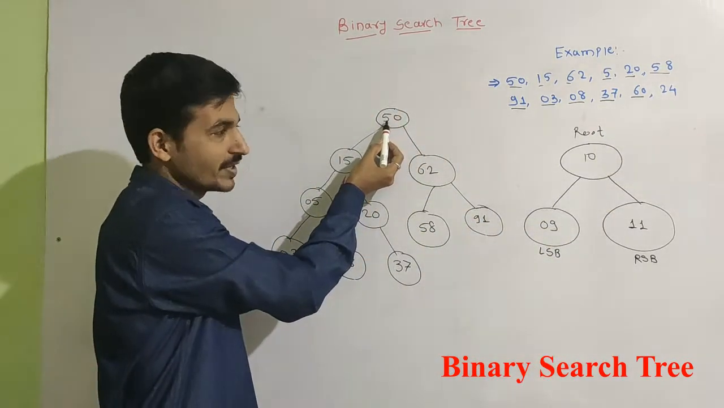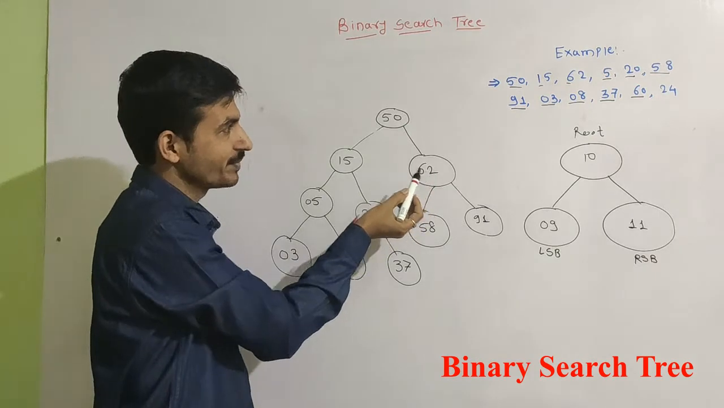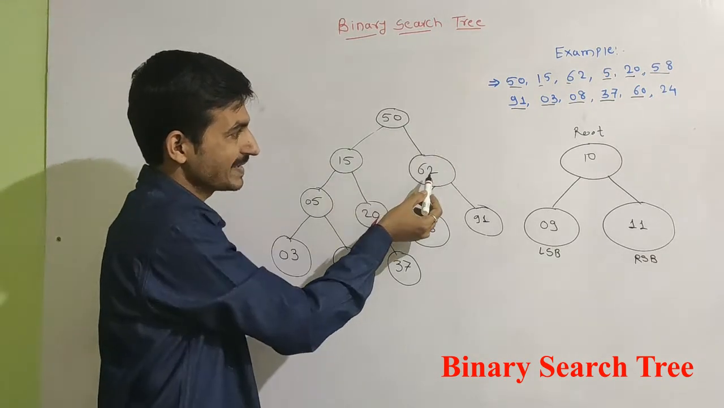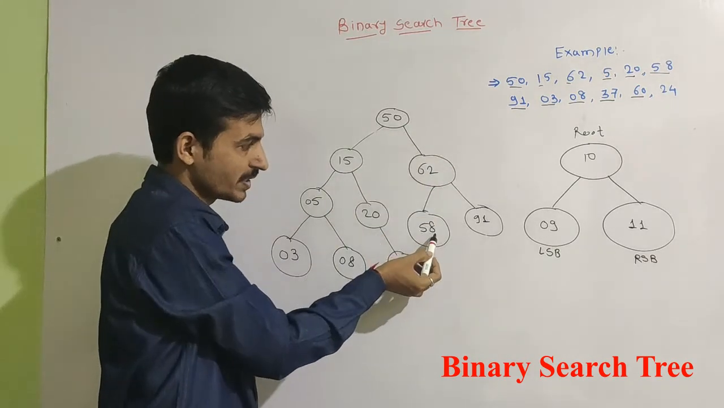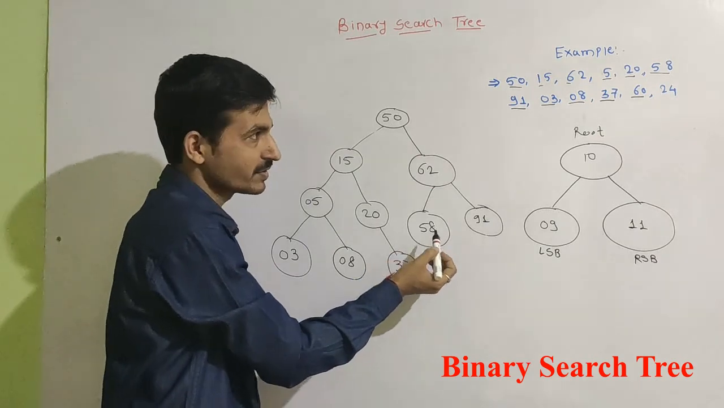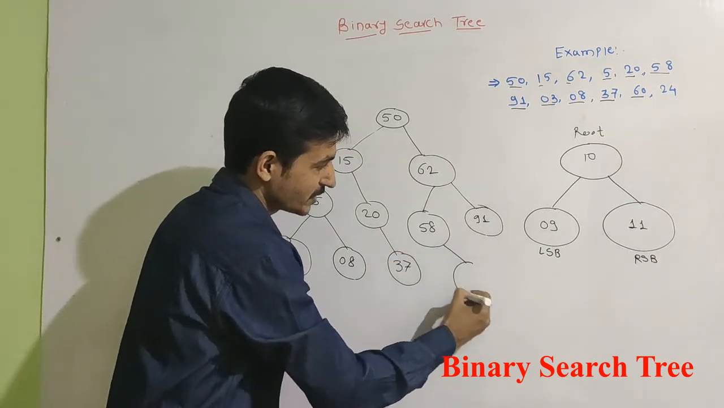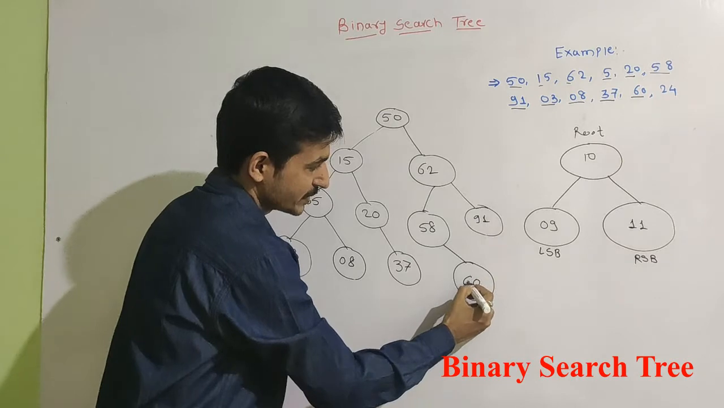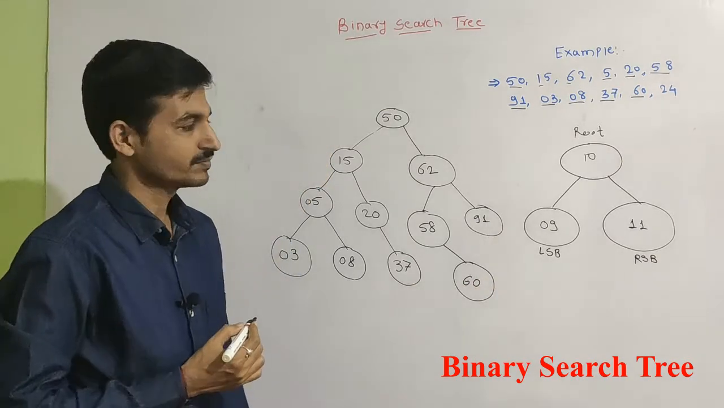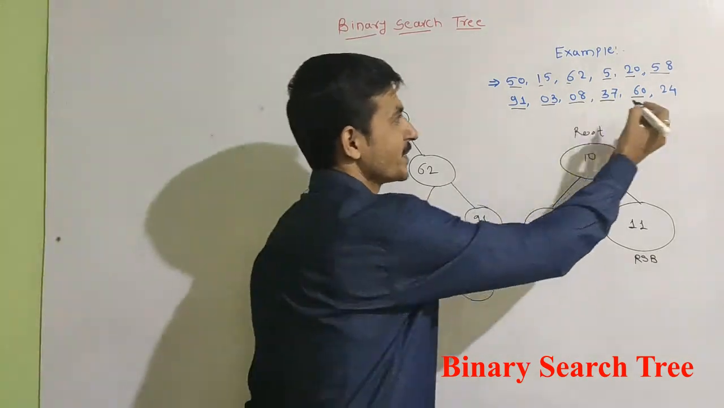60 is greater than 50, so it will be on the right side of the binary search tree. It is less than 62, it is greater than 58, so 60 will be inserted on the right side of 58. Coming to the next element, that is 24.